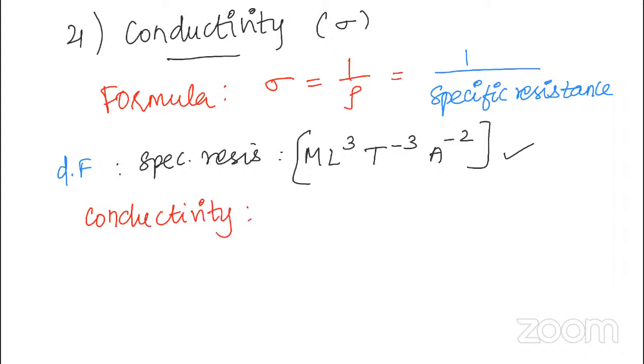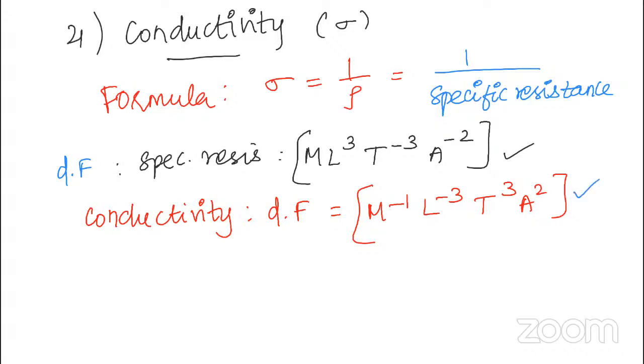Conductivity, the dimensional formula is M power minus 1, L power minus 3, T cube and A square. So this is the dimensional formula for conductivity.